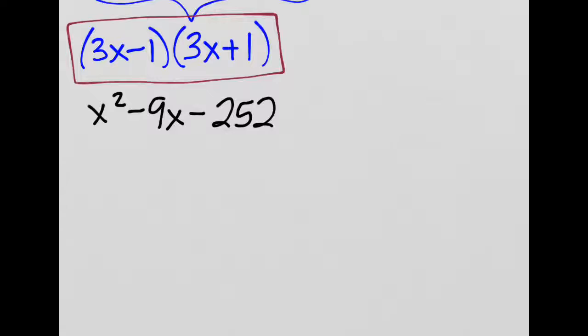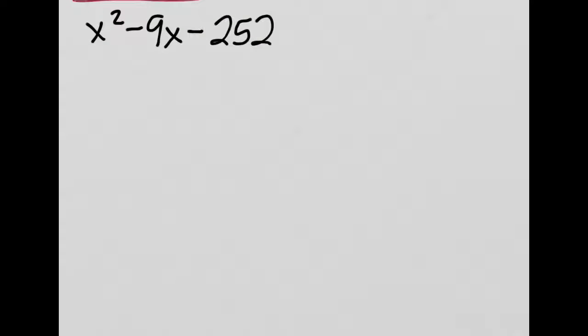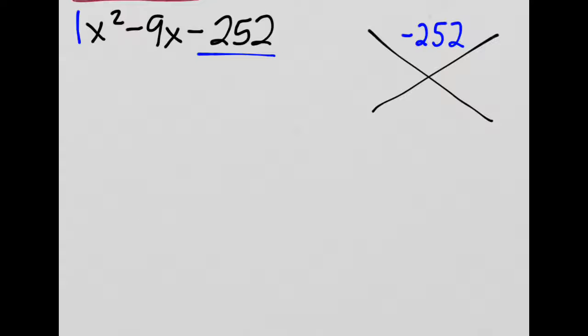Okay, let's say that you have a really big number, like negative 252. So let's go ahead and try this problem. So we draw our x. First term times the last term goes on the top. The first term is 1, because there's nothing written in front of the x, so we assume it's 1. And the last term is negative 252. So 1 times negative 252 is negative 252. And then on the bottom, we get the middle term, which is negative 9.